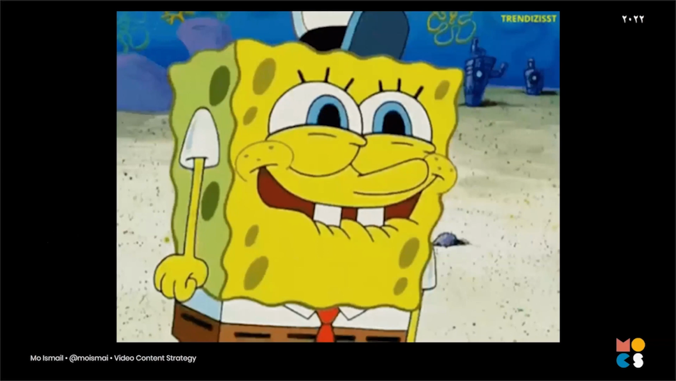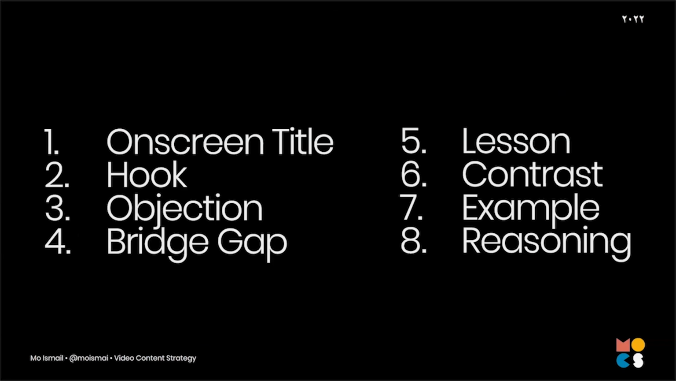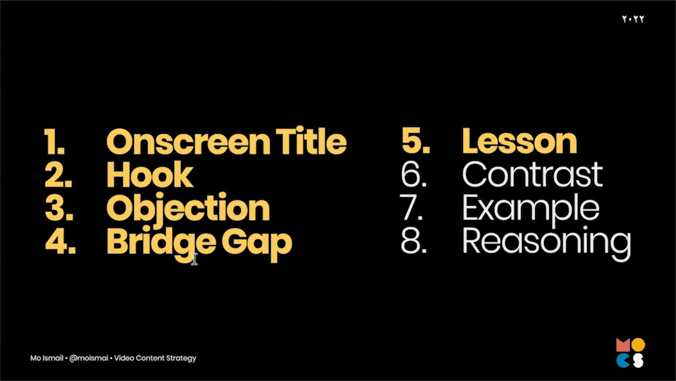So here's the formula, okay? It's 8 steps. This is the outline. On-screen title, a hook, an objection, then you're going to bridge the gap. You're going to provide the lesson. You're going to create contrast. You're going to give an example, and you're going to give reasoning. Now, that was probably really overwhelming. So the 5 I want you to focus on is just these first 5.